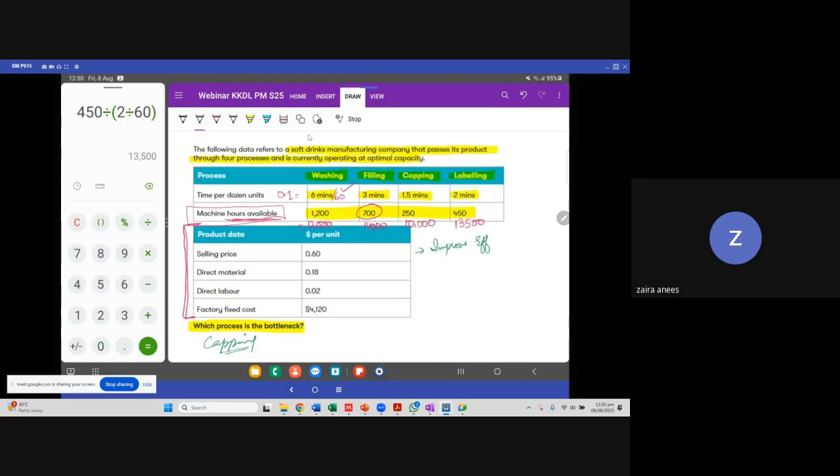No, no, it's okay. Let's suppose I reduce idle time hours of filling department. Do you think it will solve the problem? No. Because if idle time will reduce, filling department will have more time, more productive time.